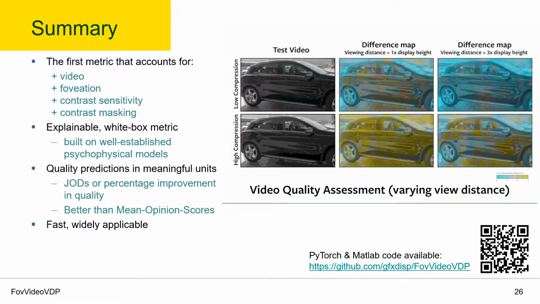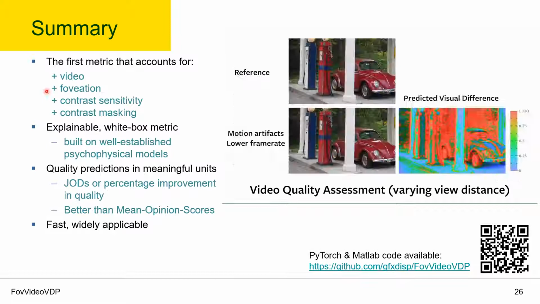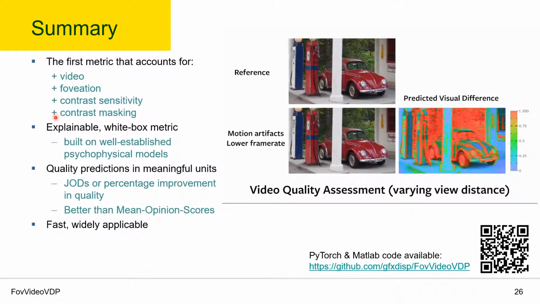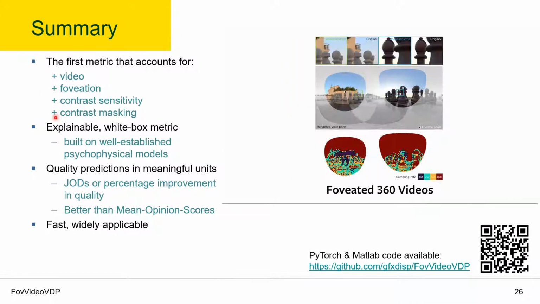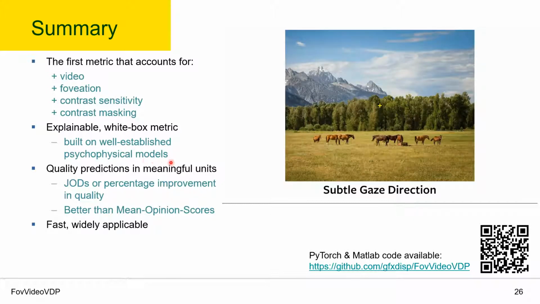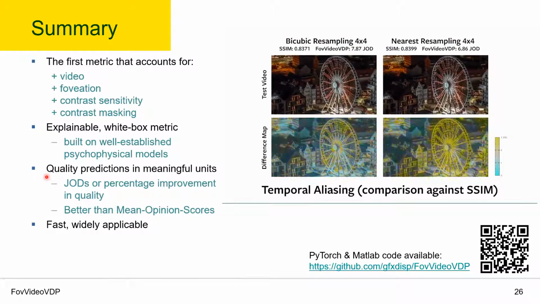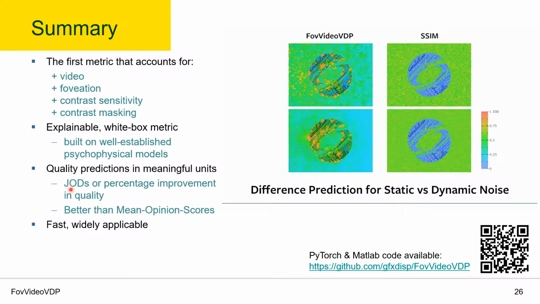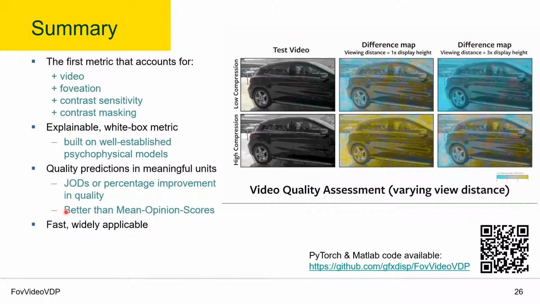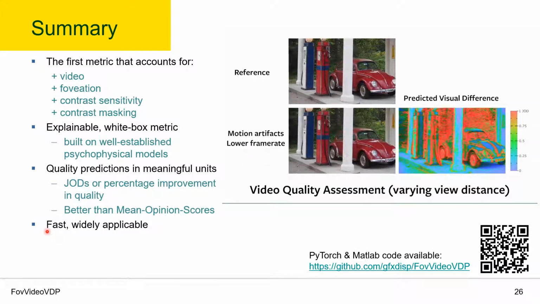In summary, we propose the first metric that accounts for video, foveation, contrast sensitivity, and contrast masking. This is an explainable white box metric that is built on well-established psychophysical models, and therefore we believe it should generalize well. The quality is provided in JOD units or percentage improvement in quality, which should be more meaningful than mean opinion scores or dB values offered by other metrics. The metric is fast and we believe it's widely applicable.